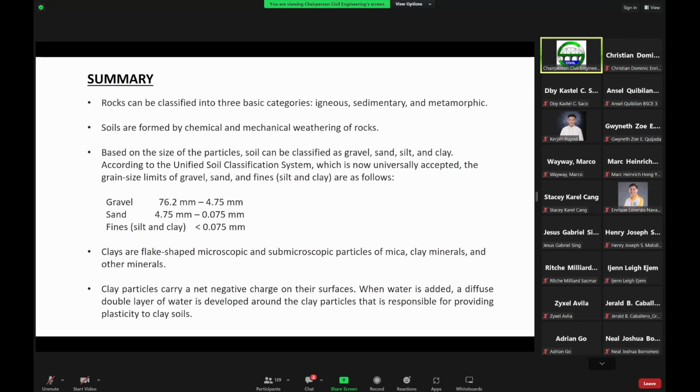Now, clays are flake-shaped microscopic and submicroscopic particles of mica, clay minerals, and other minerals. Clay particles carry a net negative charge on their surfaces. When water is added, a diffuse double layer of water is developed around the clay particles that is responsible for providing plasticity to clay soils. That's why there's what we call the low plasticity clay and the high plasticity clay, for example. We are usually worried about the high plasticity clays in practice.